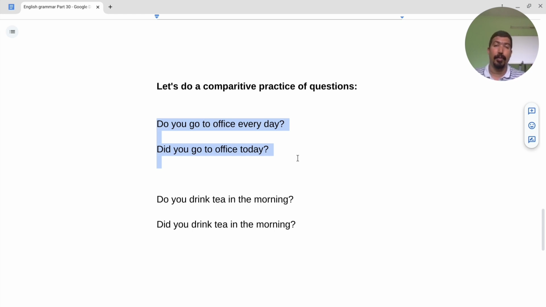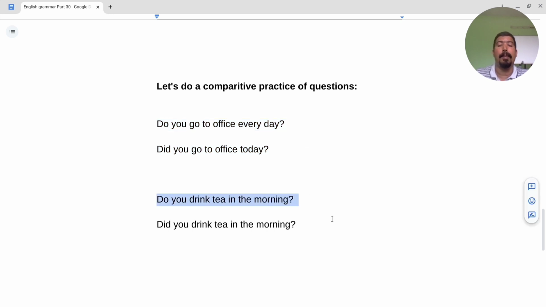Did you go to office today? What's the difference? Did you go means whether you did something. Your friend wants to know whether you went to office today, whether an action is completed. If you want to know whether your friend went to office today, you can ask did you go. Do you go? You are asking about a habitual action. Did you go? Whether you did something today.